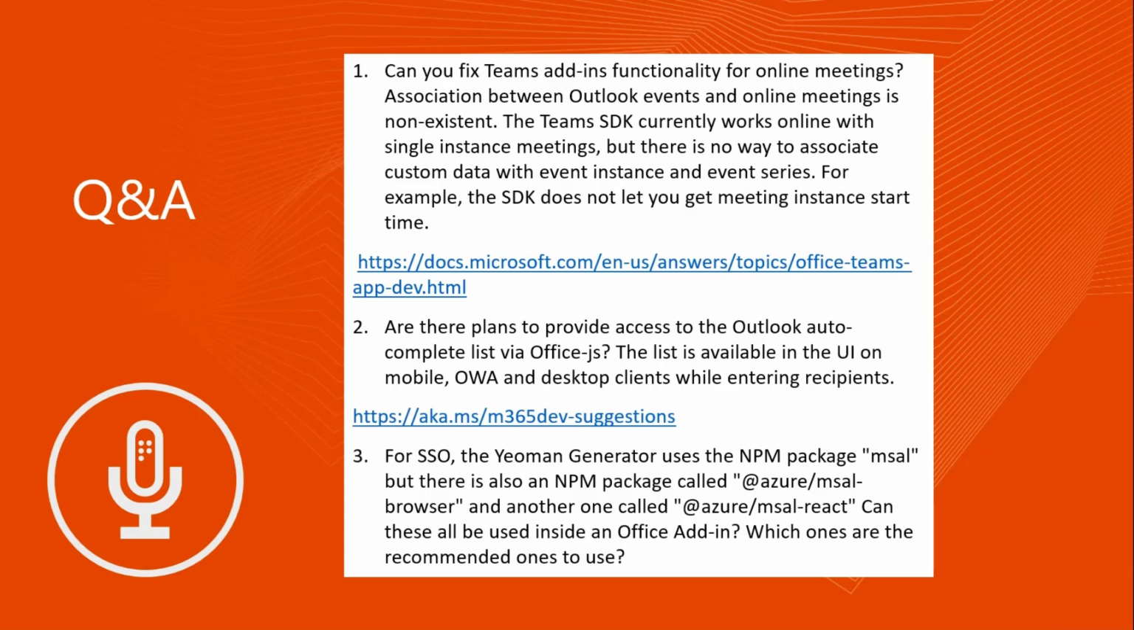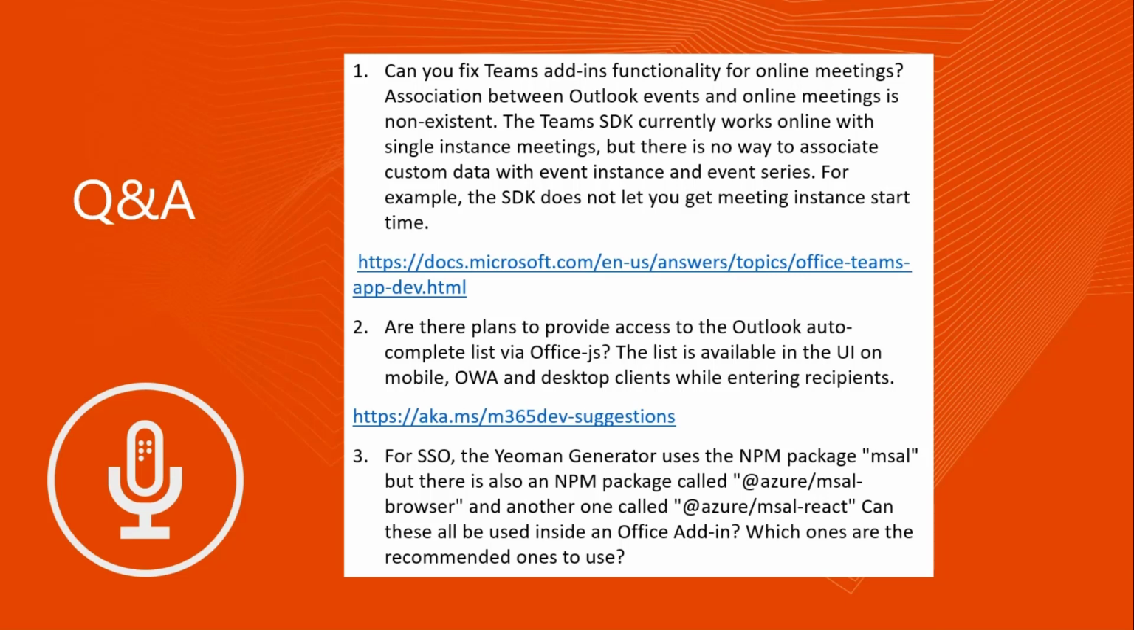The next question is, are there plans to provide access to the Outlook autocomplete list via Office.js? The list is available in the UI on mobile, OWA, and desktop clients while entering recipients. So that's a great question. I would say it's a great feature suggestion, so please let us know more about that. I guess the short answer is no, there aren't any plans right now. But you can go to this link here to our ideas page and suggest that feature and give us some context about any scenarios around how you might use that or want to see it implemented, and that'll help us with our planning.